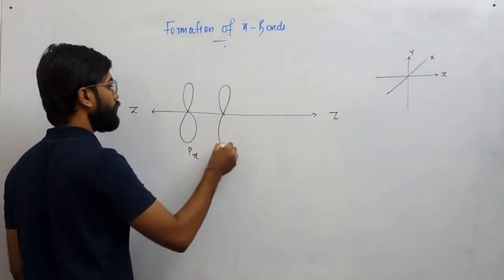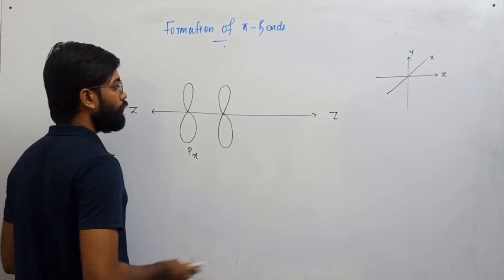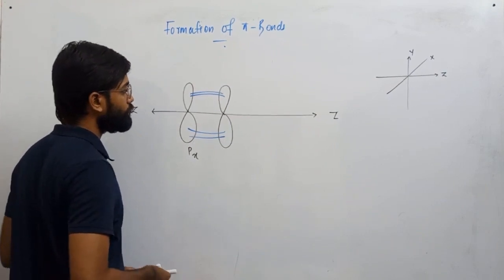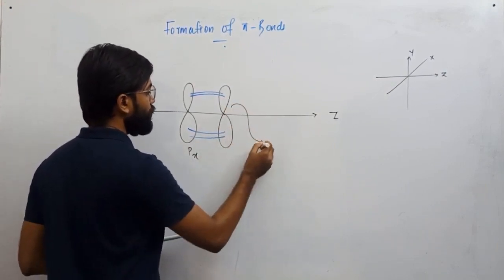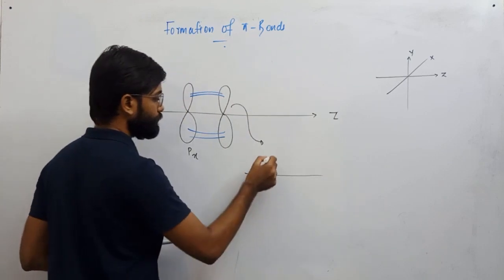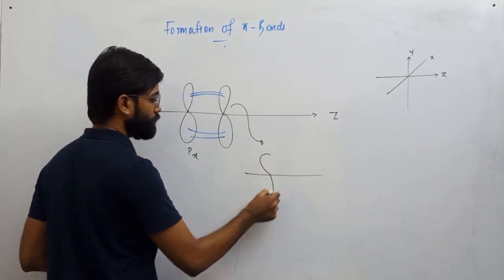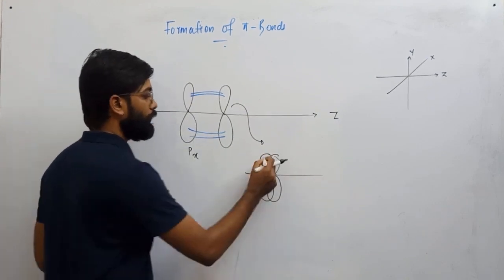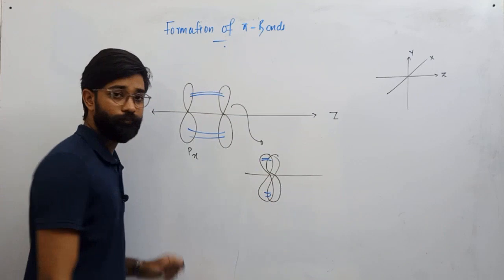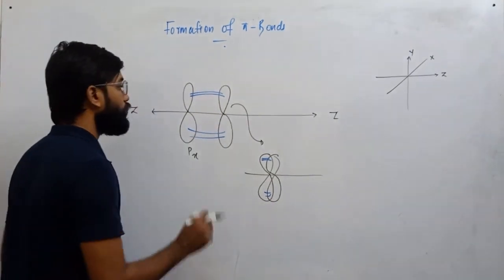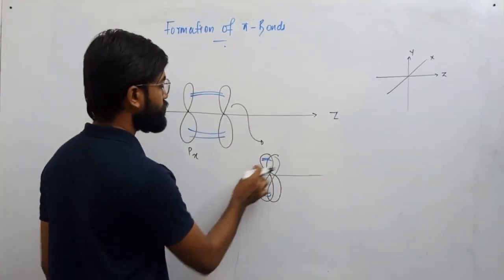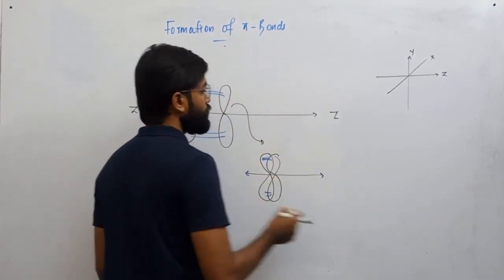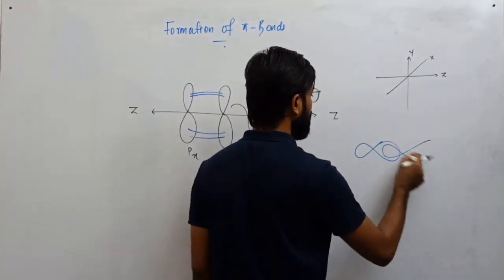If we have two px orbitals like this, when they get overlapped, usually the overlapping is shown like this, or this, which is very similar to that. This is how they overlap side to side. The extent of overlapping is comparatively lesser than that of end-to-end overlapping.